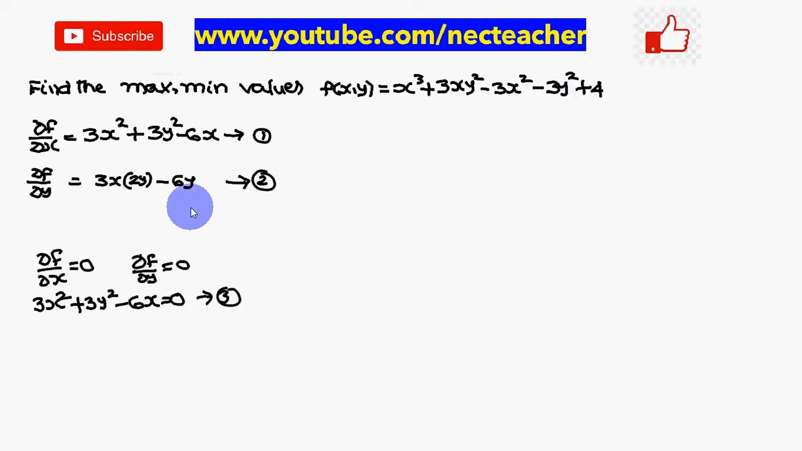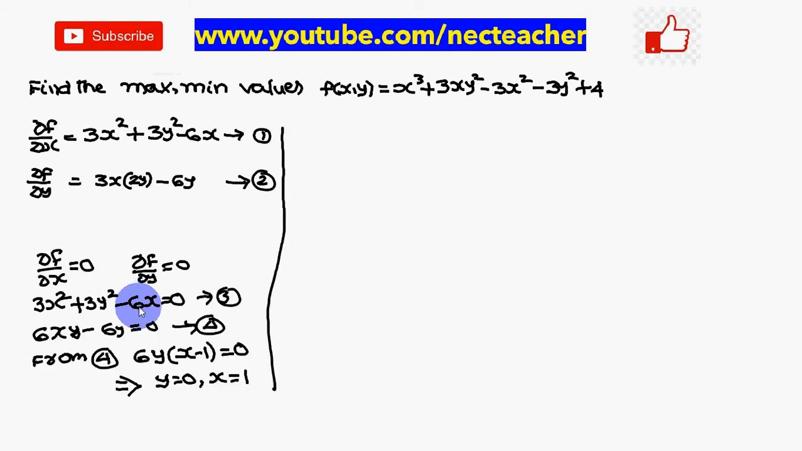Now we have to equate these two equations to 0. From the second equation, 6xy minus 6y is equal to 0. Take 6y as common, therefore 6y into (x minus 1) is equal to 0. So y is equal to 0 or x minus 1 is equal to 0, and x minus 1 equal to 0 is nothing but x is equal to 1. Now we have the two values, x is equal to 1 or y is equal to 0.